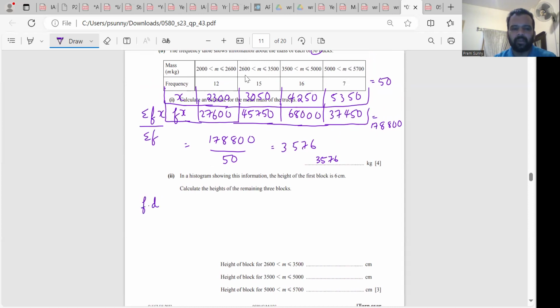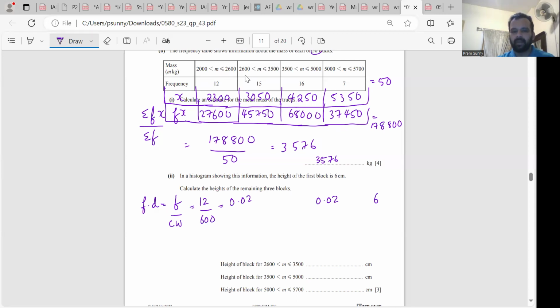What is the formula for frequency density? Frequency density is frequency divided by class width. The frequency for the first block is 12, divided by class width, which is upper limit minus lower limit: 2,600 minus 2,000, that is 600. Now 12 divided by 600 will give me 0.02. This frequency density of 0.02 is represented as 6 centimeters on my histogram.